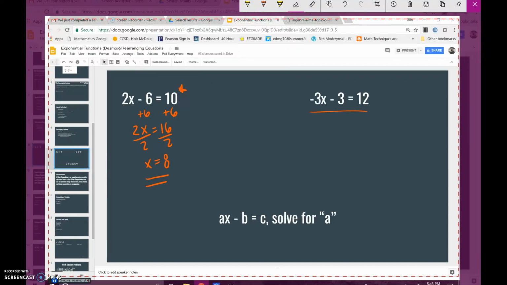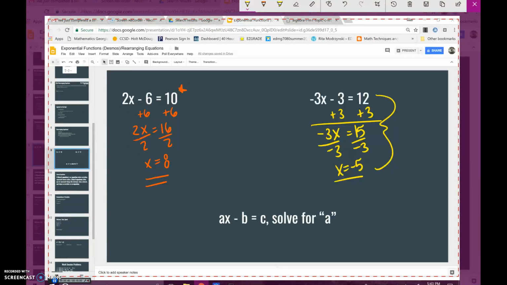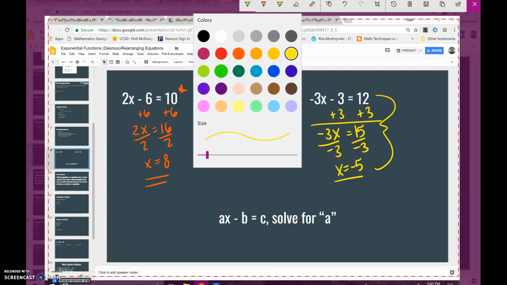I'll do this one in yellow. This equation, we're going to do the same thing. The first thing we do is we add 3 to both sides to isolate our variable, since we're trying to solve for x. We have negative 3x equals 15. Divide both sides by negative 3, and x equals negative 5. So again, we rearranged our equation to get our variable by itself. We isolated that variable, kind of manipulated with some math and inverse operations to get our variable by itself.